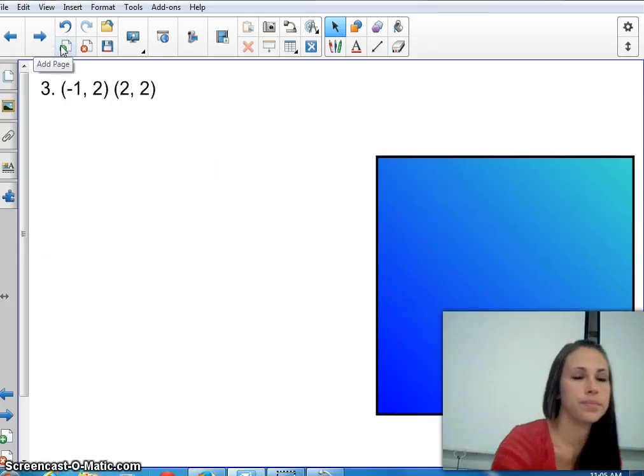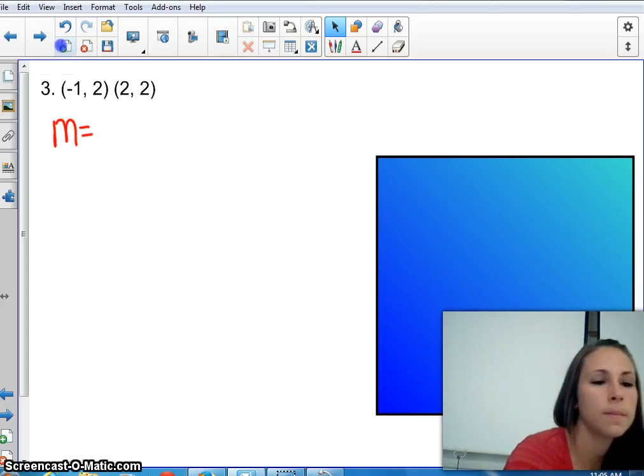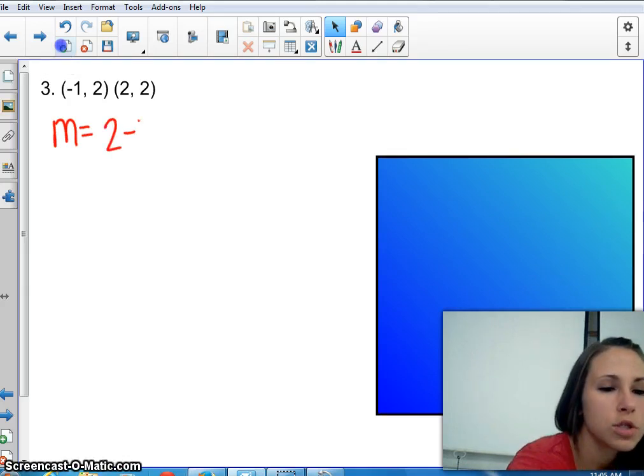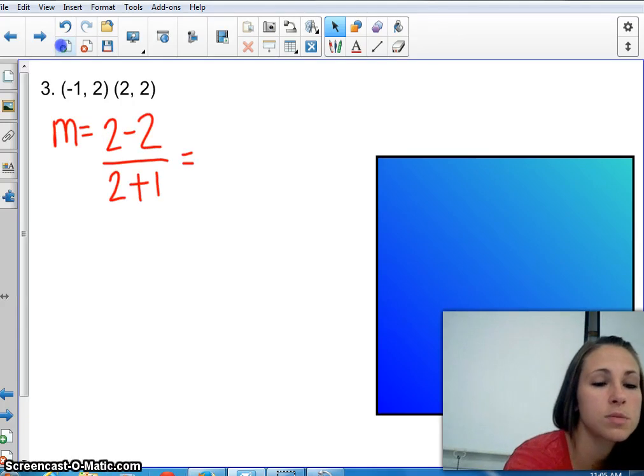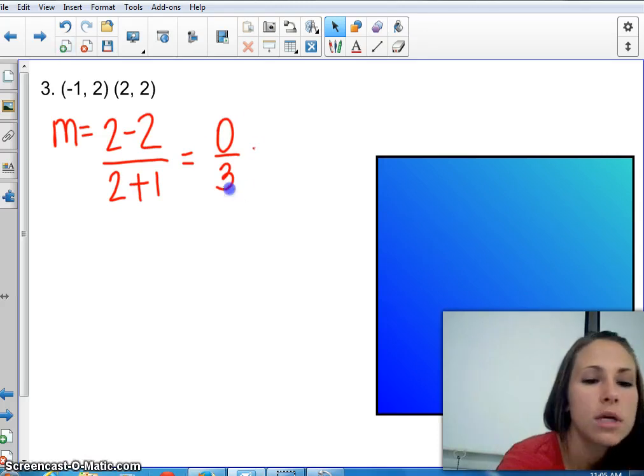Okay, number 3. Again, start by finding the slope. So this is going to end up being y2 minus y1, which is 2 minus 2, over x2 minus x1, which is 2 minus a negative 1, so that becomes plus. So I'm going to have 0 over 3. Now, whenever we have a fraction, 0 over a number is always going to be 0.